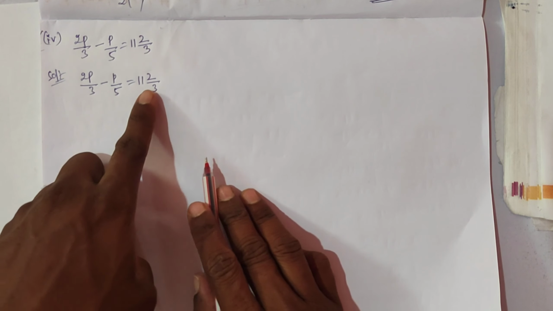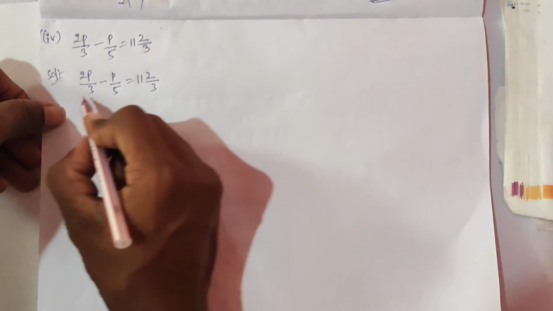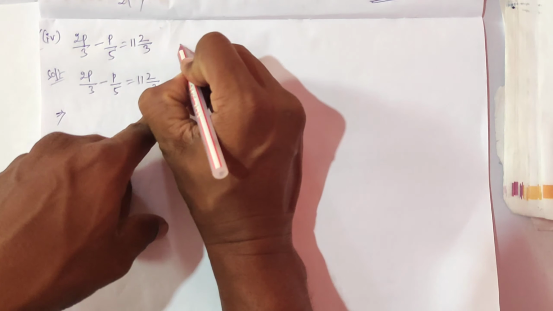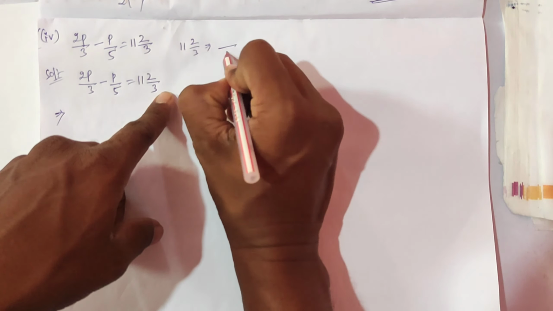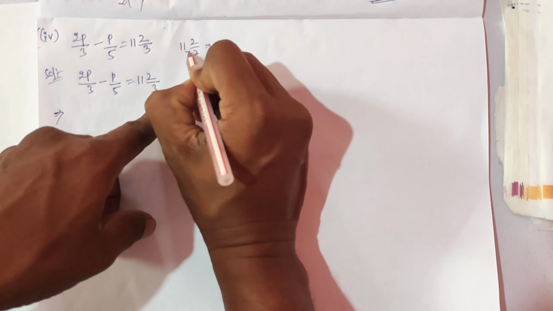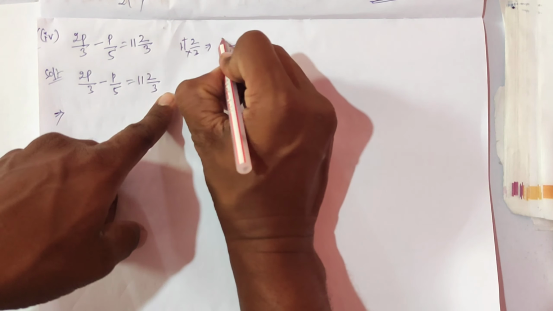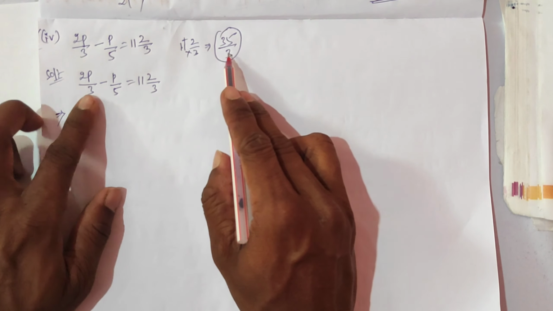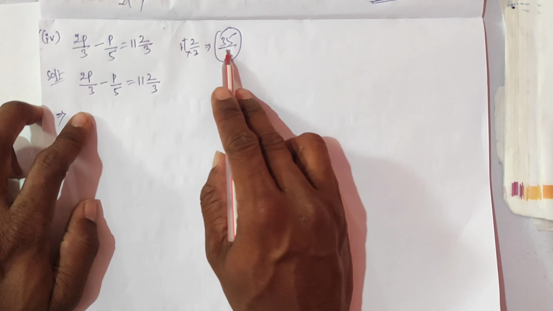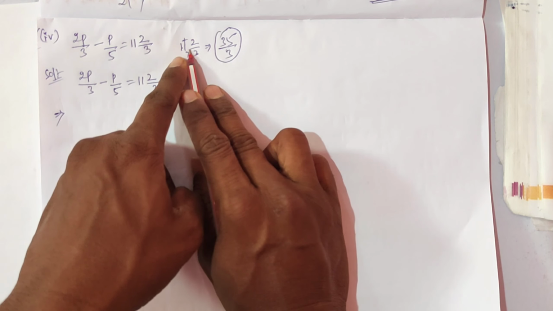First we have to convert this mixed fraction to an improper fraction. Right? So here I am writing 11 2 by 3 is equal to, denominator is 3. First we have to multiply. 11 3s are 33 plus numerator is 2. 33 plus 2 is 35. Mixed fractions we can convert into improper fractions, right? As well as improper fractions we can convert into mixed fractions.